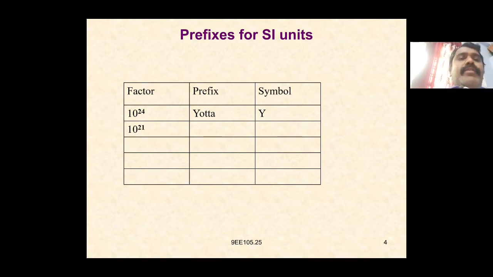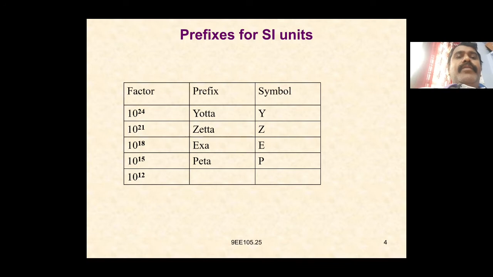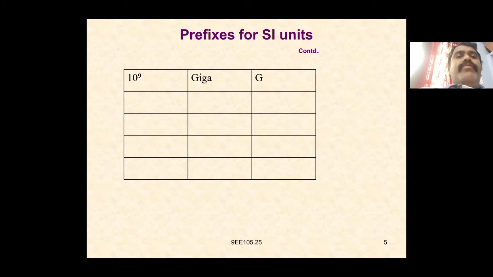10 to the power of 21 is zetta, indicated by Z. 10 to the power of 18 is exa, indicated by E. 10 to the power of 15 is peta, indicated by P. 10 to the power of 12 is tera, indicated by T. 10 to the power of 9 is giga, indicated by G. 10 to the power of 6 is mega, indicated by M.